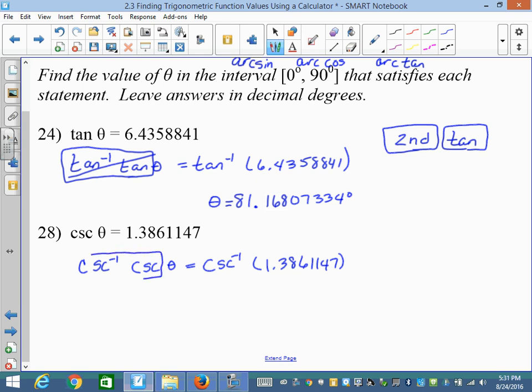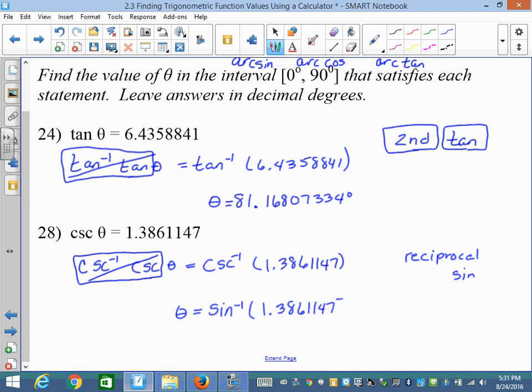Again, these two will cancel each other out, and you're left with theta. Now here's the problem on this one: cosecant's not on our calculator, but the reciprocal is sine. So we're going to do the parentheses, so we're going to go sine, arc sine, this value, 1.3861147, but this is what I want it to be the reciprocal of.